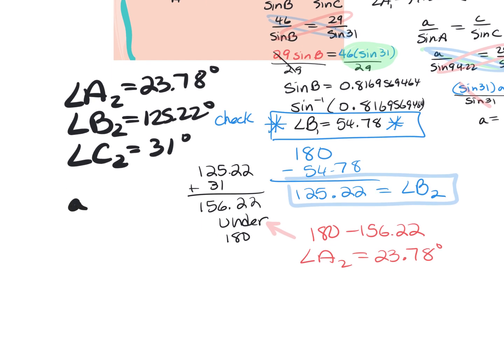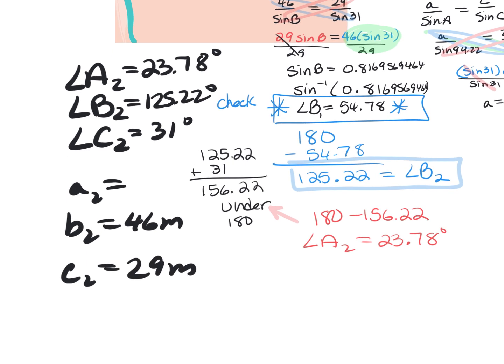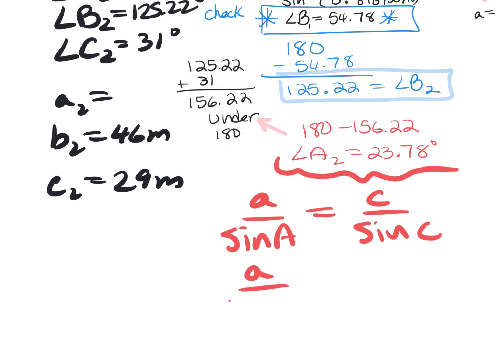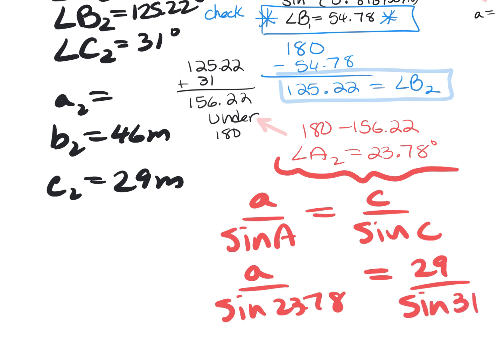Now, all of the original given stuff is still the same. So they had given me B, it was 46, and they had given me C, 29. I have to find the new A using this new A angle. So again, I'm doing A over sine A, and I'm going to use the original C stuff, C over sine C, because that was the one that gave me the angle and the side from the beginning. So I'm looking for A. So sine 23.78 is equal to 29 over the sine of 31. This right here was the given stuff from the beginning.